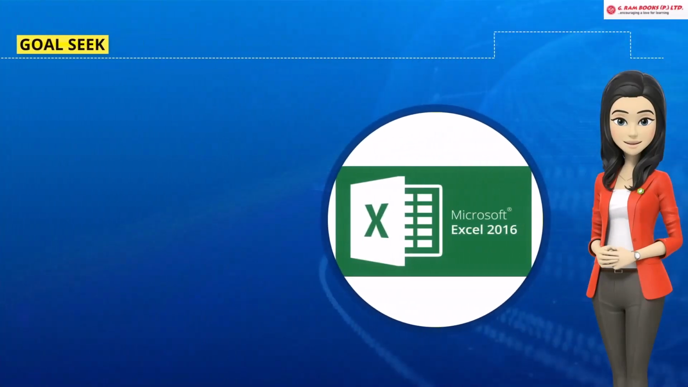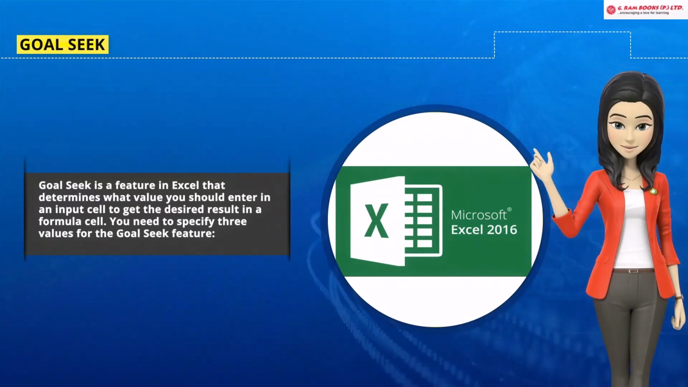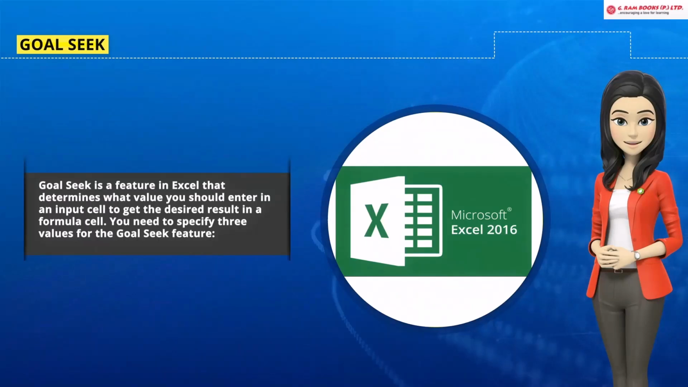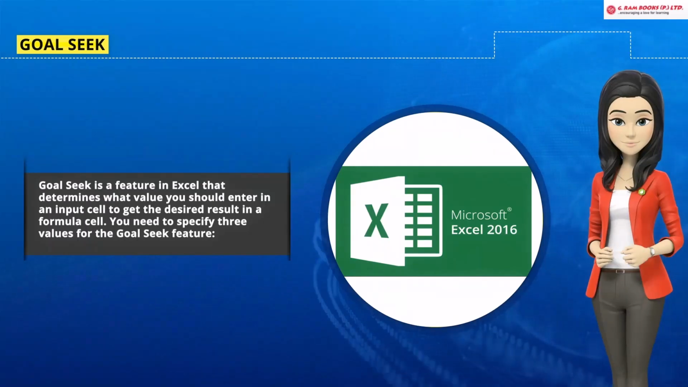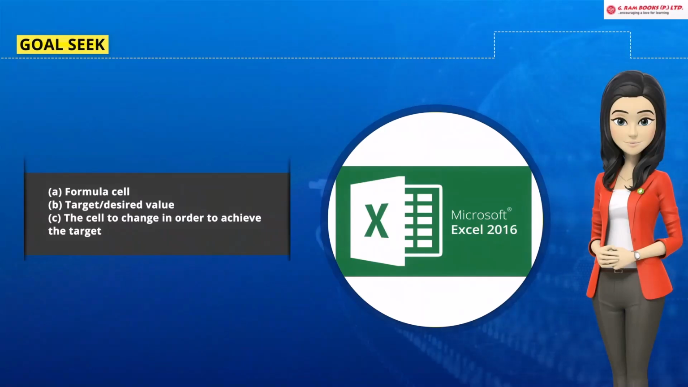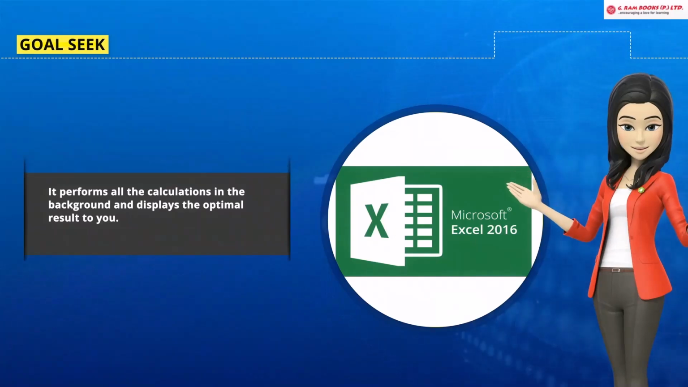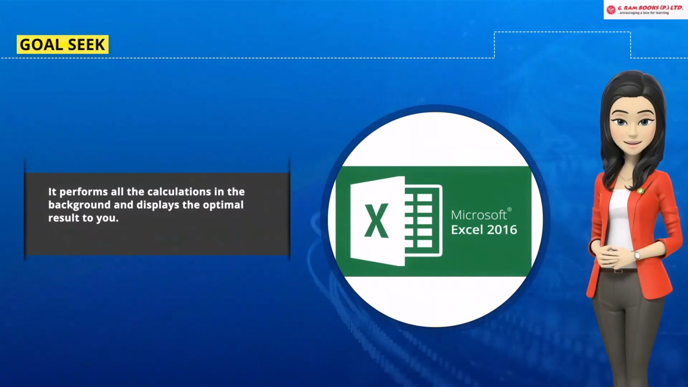Goal Seek. Goal Seek is a feature in Excel that determines what value you should enter in an input cell to get the desired result in a formula cell. You need to specify 3 values for the Goal Seek feature. A. Formula cell. B. Target desired value. C. The cell to change in order to achieve the target. It performs all the calculations in the background and displays the optimal result to you.